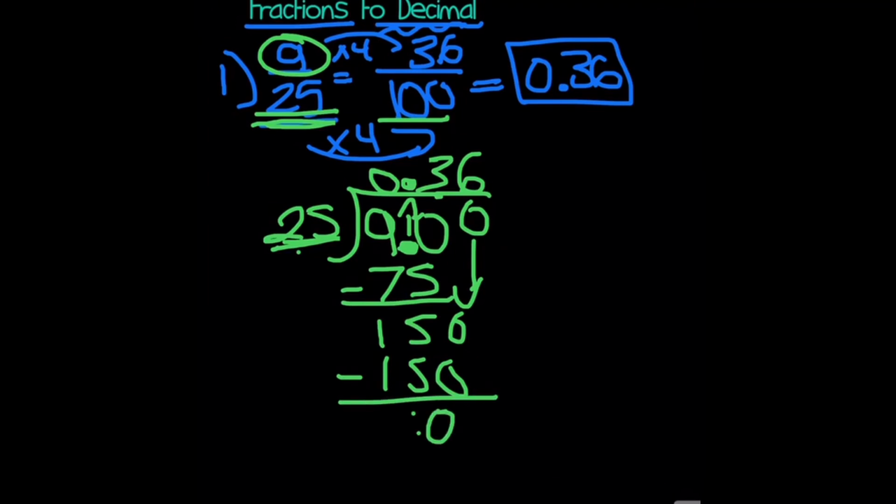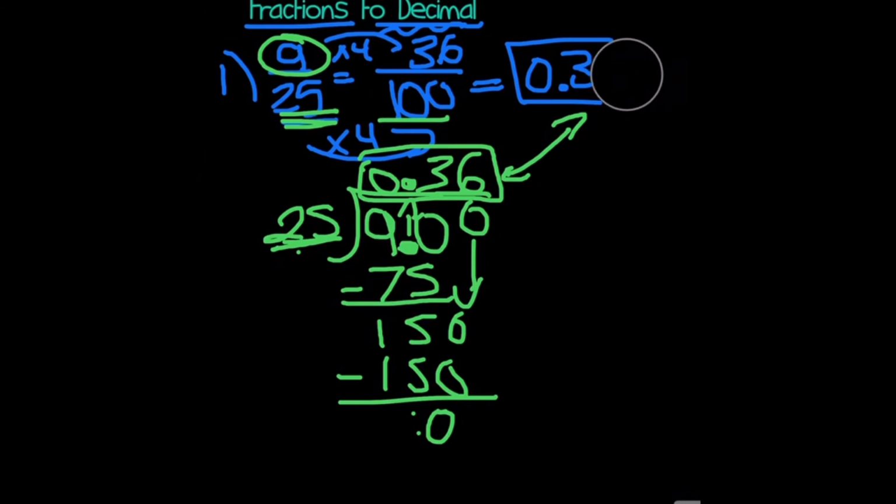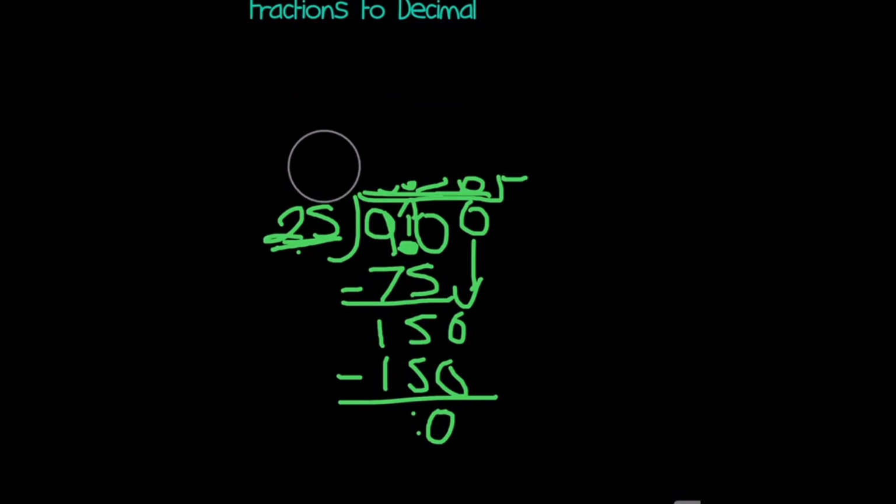So your final answer should be 0.36. Again, you got the same answer. That's why I prefer to do long division, because it will always work. Right now we're actually lucky we were able to multiply right by 4 and get 100. It was very simple, but what I was talking about earlier won't always work.